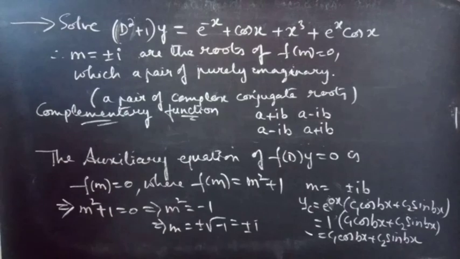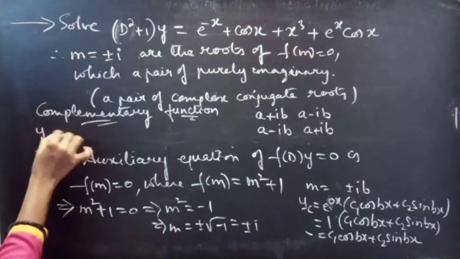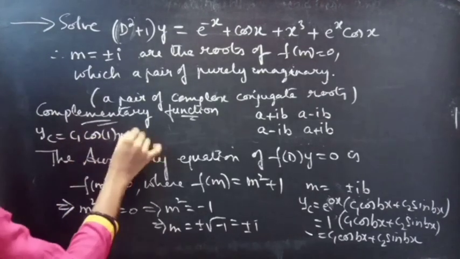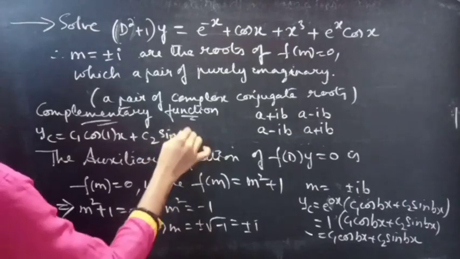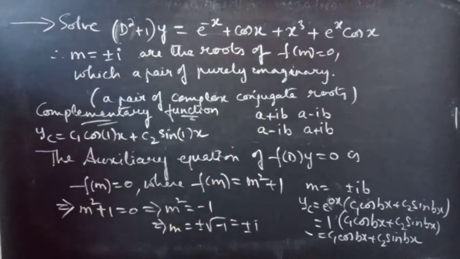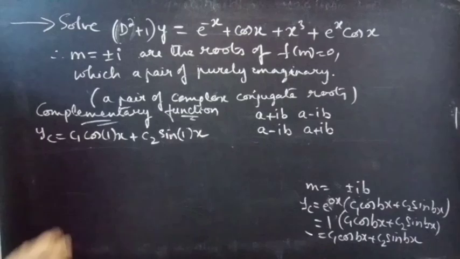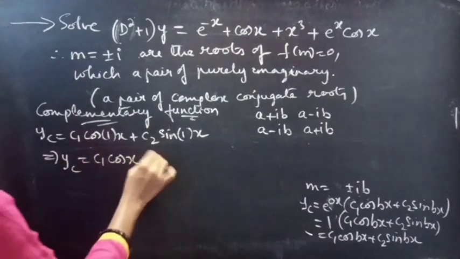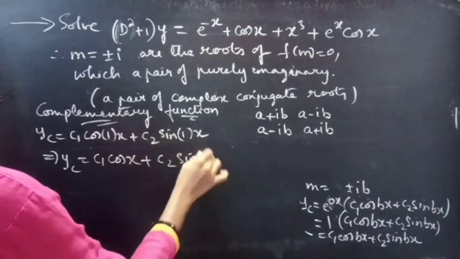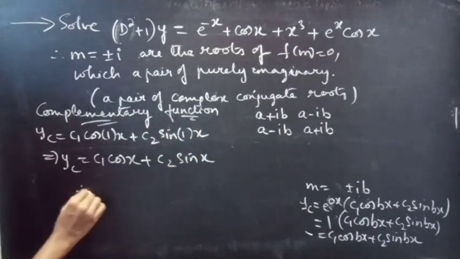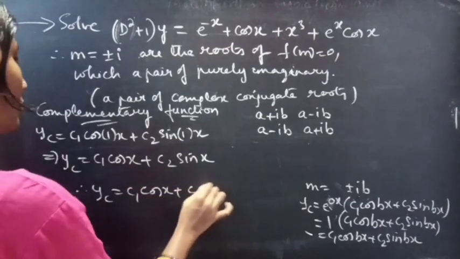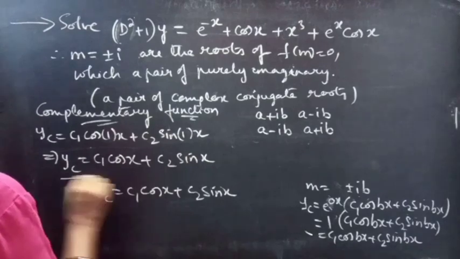Compare plus or minus i with plus or minus ib. Then for b equals 1, we'll get yc equals c1 cos 1 into x plus c2 sin 1 into x. Then yc equals c1 cos x plus c2 sin x. We got yc here. Therefore, yc equals c1 cos x plus c2 sin x. Now let's find yp.